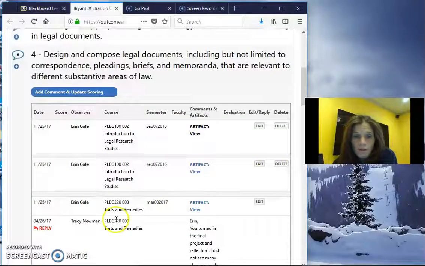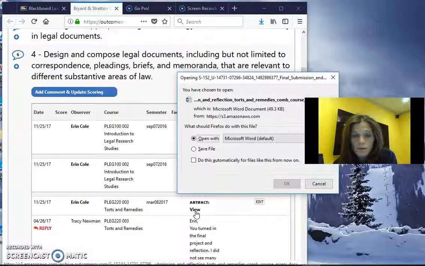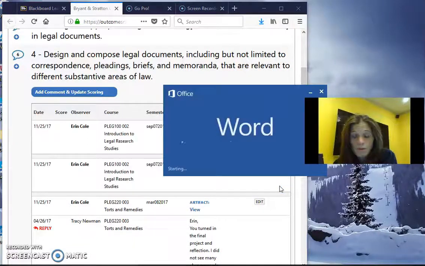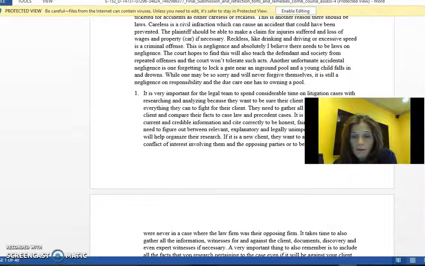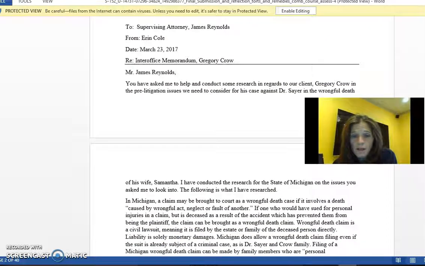In my torts and remedies class, it was negligence, and it was a wrongful death case where there was a drunk driver who was also a very known doctor in the neighborhood who did a hit and run and hit someone who was running in the dark in the street and killed her, and he left the scene.